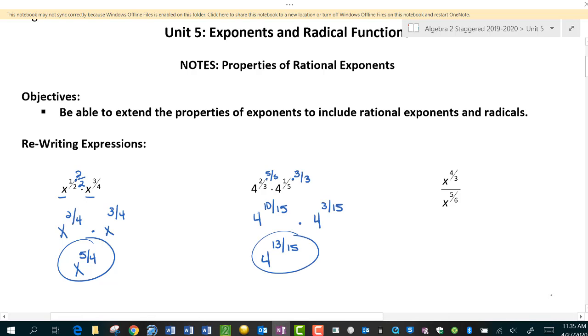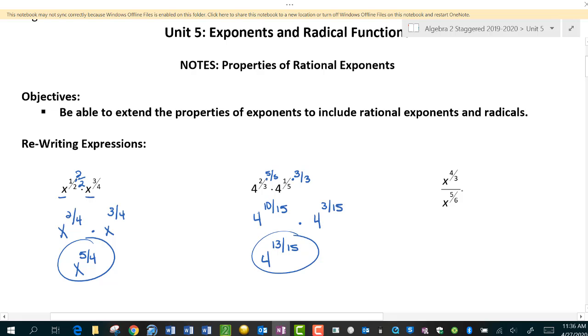Okay, so for the second example, you should have gotten 4 to the power of 13/15. My common denominator in this case was 15, so I multiplied 2/3 by 5/5 and 1/5 by 3/3 to get 4 to the power of 10/15 times 4 to the power of 3/15. I then added those exponents.